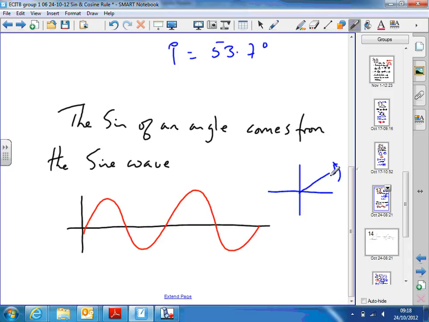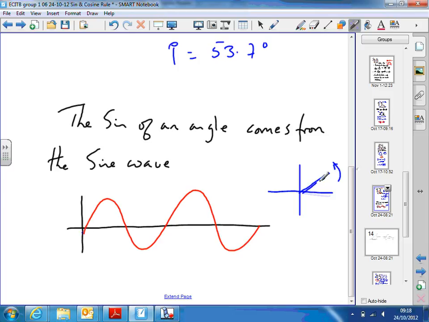If I complete the triangle at this point, then that distance here, the opposite, gives me the distance up the y-axis. And that's what the sine tells us. It tells us what the displacement in the y direction is at any given point. So when the angle is 0, the sine is 0. In other words, the y direction is 0.